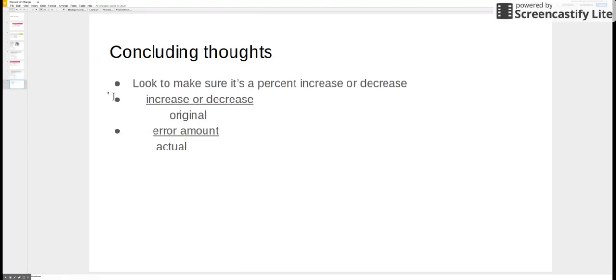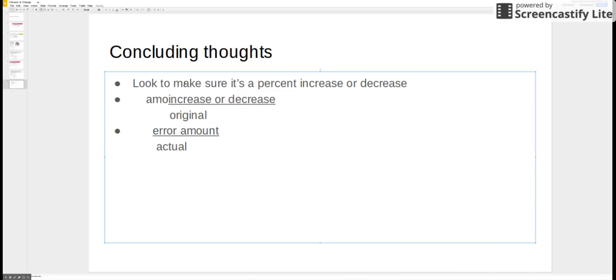Concluding thoughts, just look to make sure it's a percent increase or decrease. You do the amount of increase or decrease over the original, and the error amount over the actual. Then just divide those out and make them into percents.